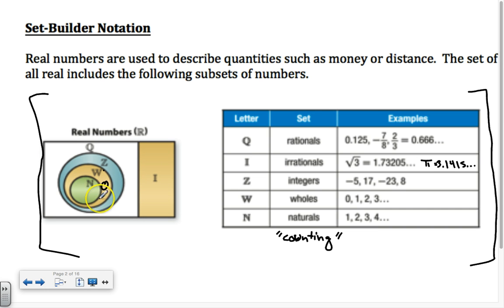And then the other numbers that you started to learn about, say, later in middle school, were the decimals and the fractions. And these are called rational numbers.